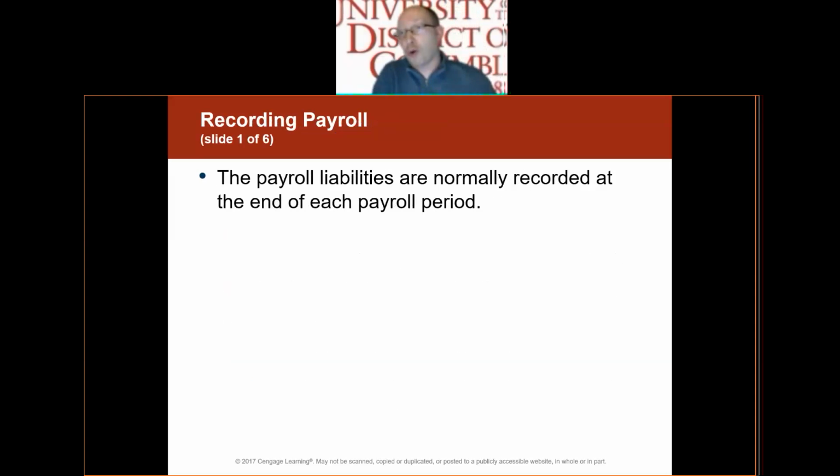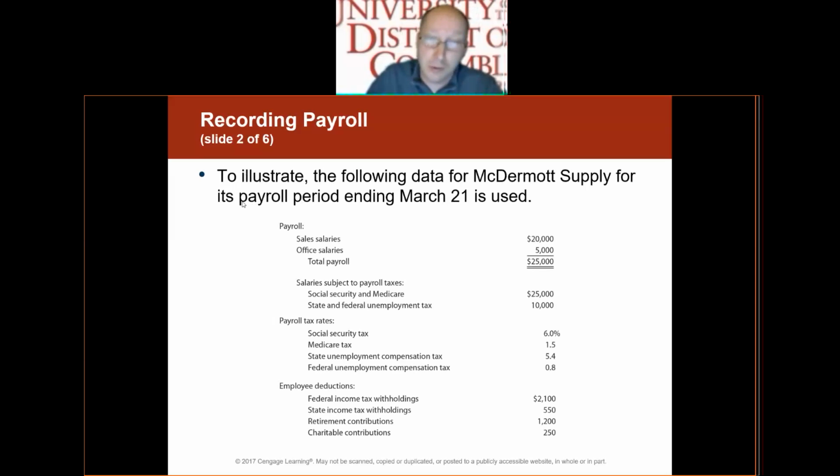So how do we record payroll? Payroll liabilities are normally recorded at the end of each payroll period, every 2 weeks. It's nice to have this automated because let me tell you, doing it every 2 weeks, if you have a lot of employees and they're all hourly, it takes a lot of time.